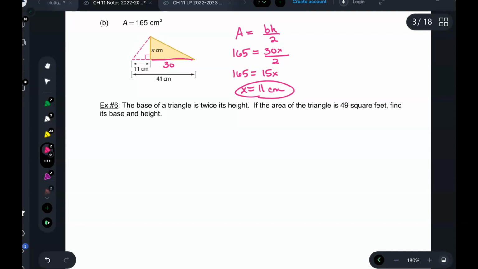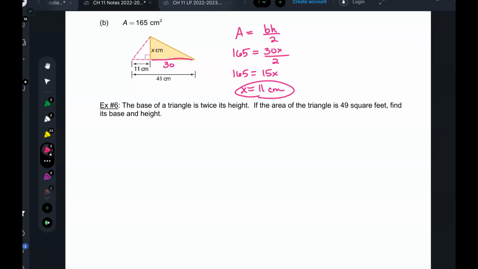Okay. So the base of a triangle is twice its height. If the area of the triangle is 49 square feet, find its base and height.